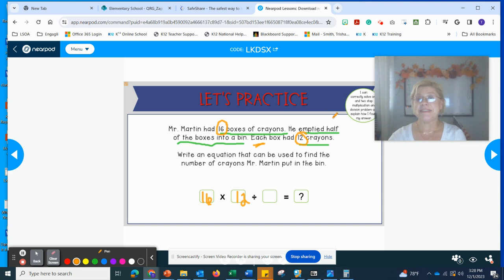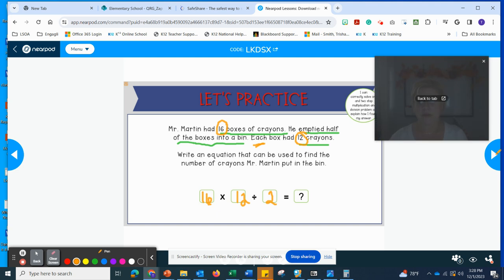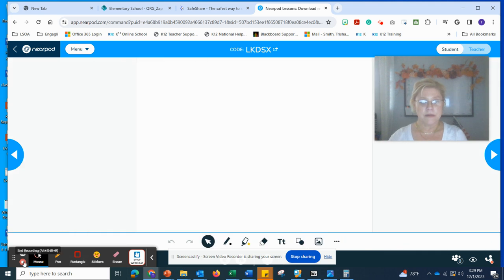Now, he emptied half. Half means 2. So when we are breaking something, emptied means we're going to break it. We're going to break it by half. We're going to break it by 2. Divided by 2. That is your division, or the equation that you're being asked to find. Let's go to the next one.